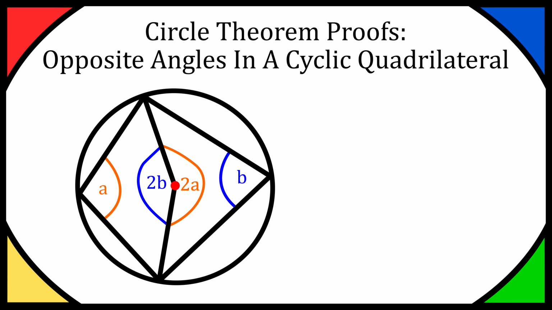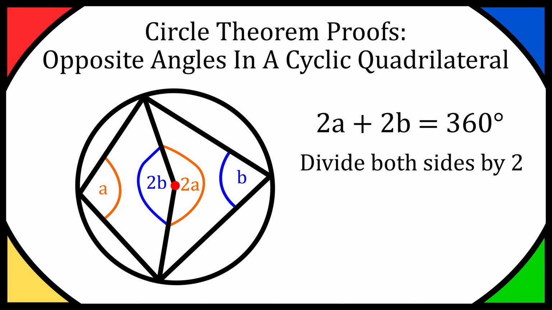And that's because 2a and 2b in the middle are going to add up to 360 degrees, because it's just a big circle. And if you go around in a big circle, it's 360 degrees. So we've got 2a plus 2b is 360 degrees. Great. Next thing we want to do is divide both sides by 2. So we're going to get a plus b is equal to 180 degrees. And there we go. We've basically just proven the theorem.